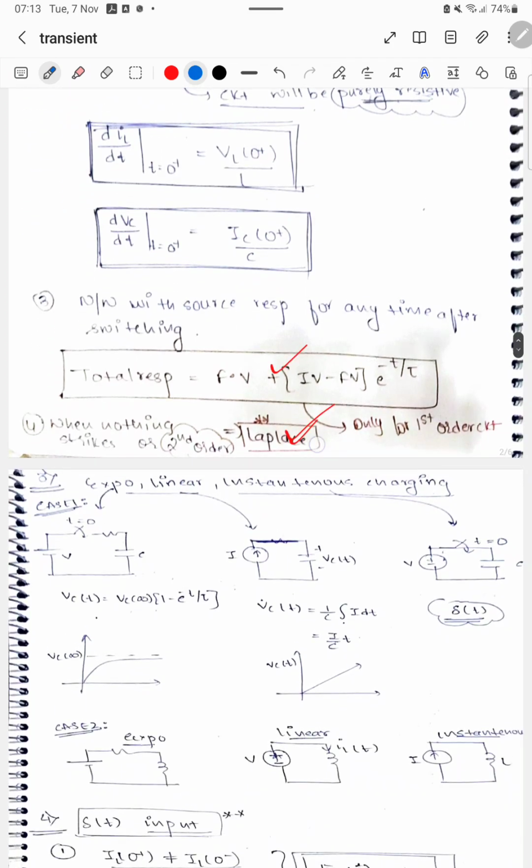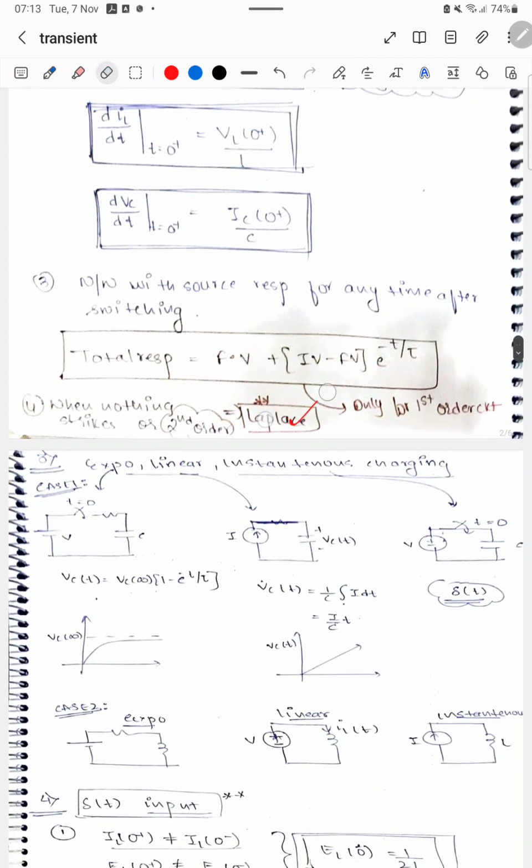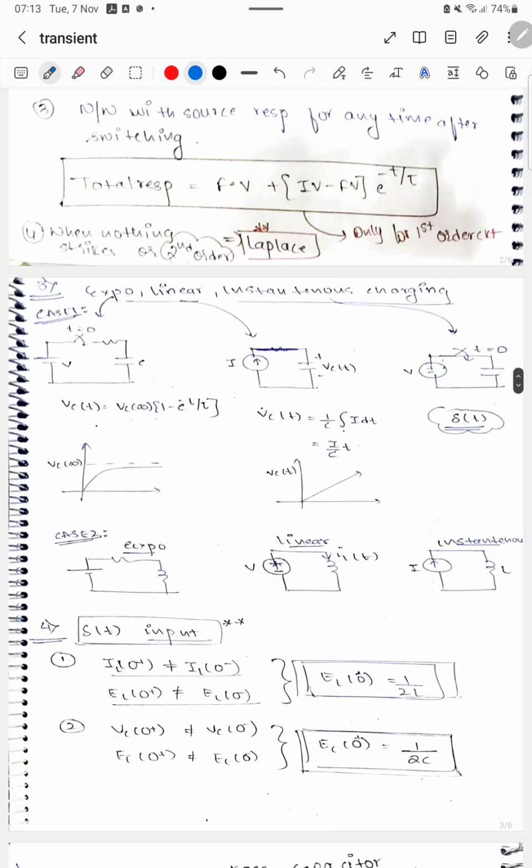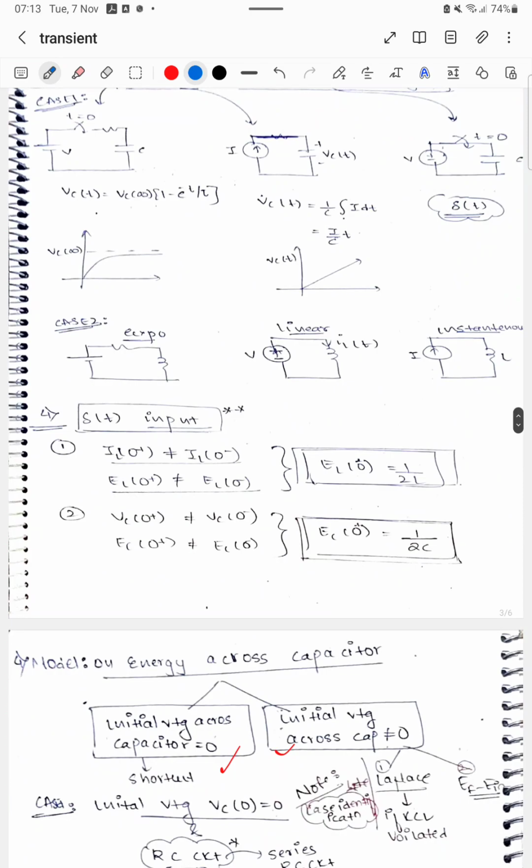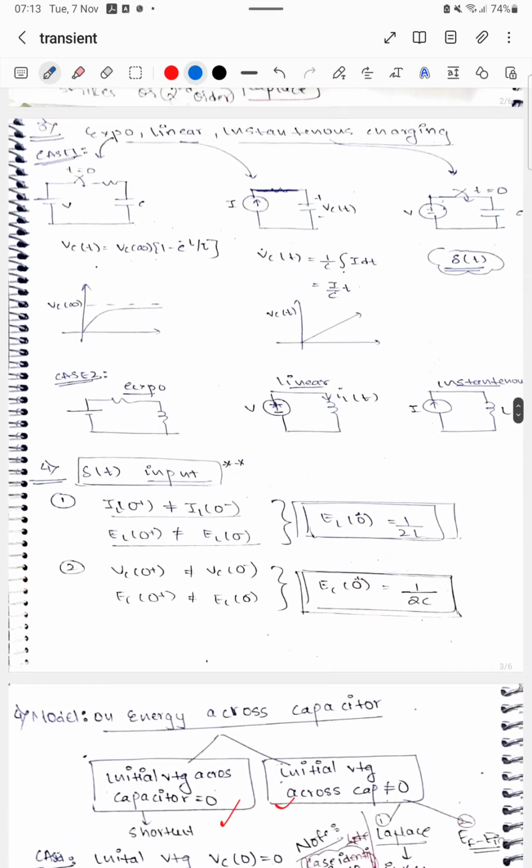Then next comes the total response: final value plus initial value minus final value, times e to the power minus t by tau. That's the total response. Now what if nothing strikes? Model number 4. If nothing strikes, simply we'll do Laplace. For second order we'll do Laplace. Fine. Now let's quickly move ahead.